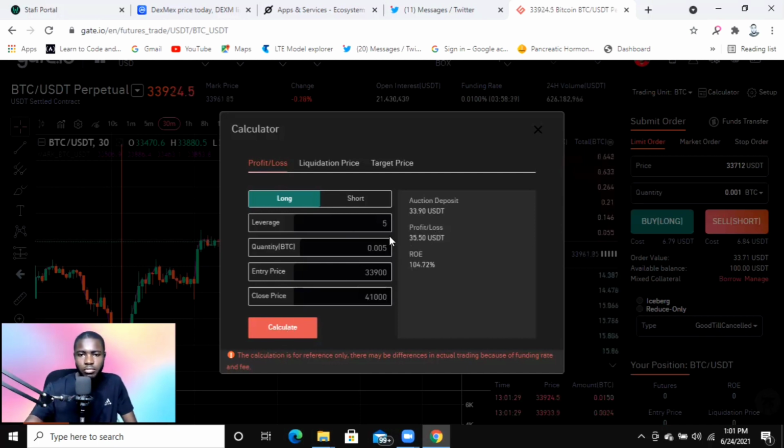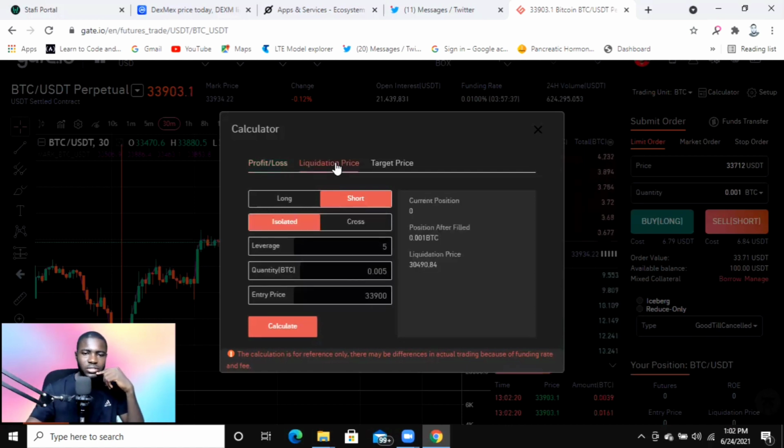And you can see right here that the profit or loss I'm going to make is $35.5, and the return on investment is 104.72%. The reason why this is profit or loss is because the calculator is essentially telling you that if the trade had gone against you, you'll be making a loss of about $35 as well. So let's do that for short as well. You can see if we calculate it using the same variables, we are going to be making a loss of $35 if you sell short and the market goes against you, right?